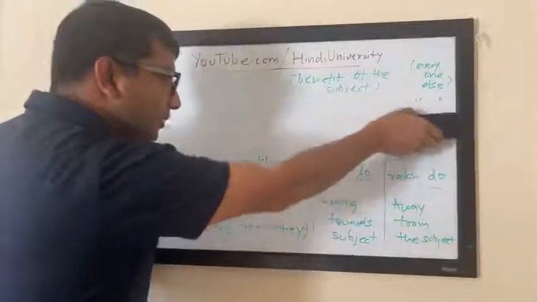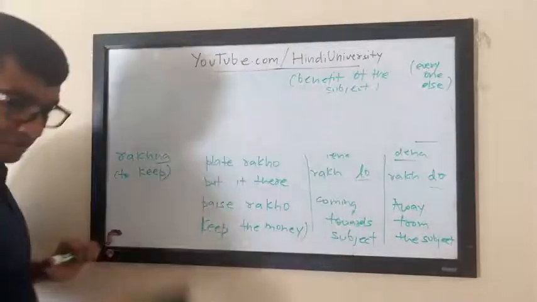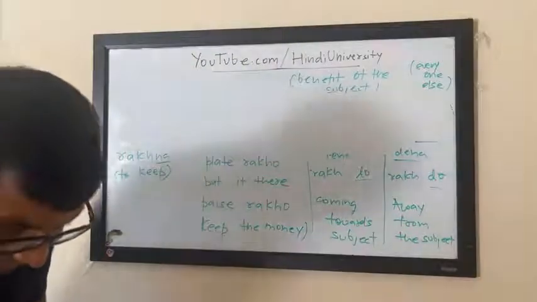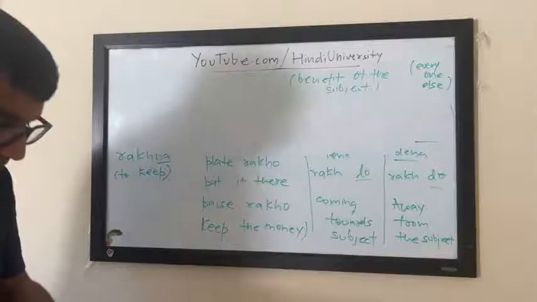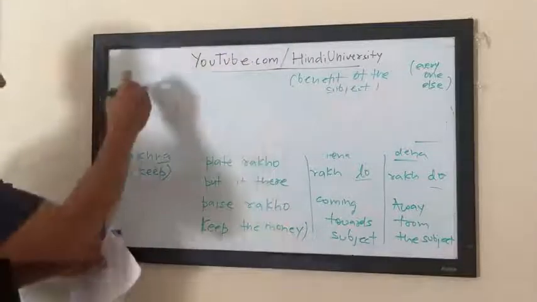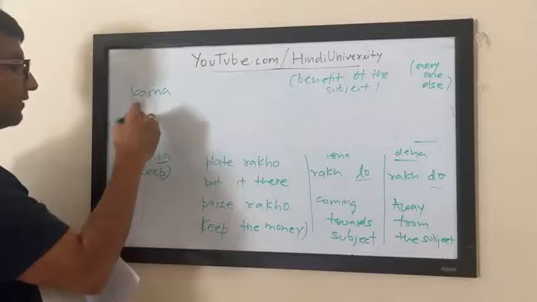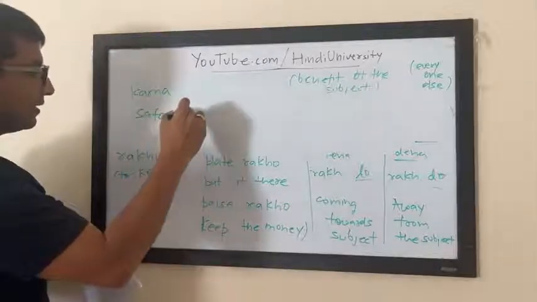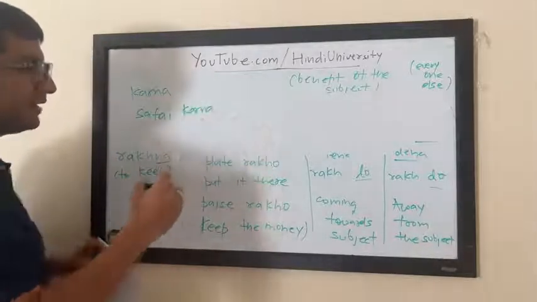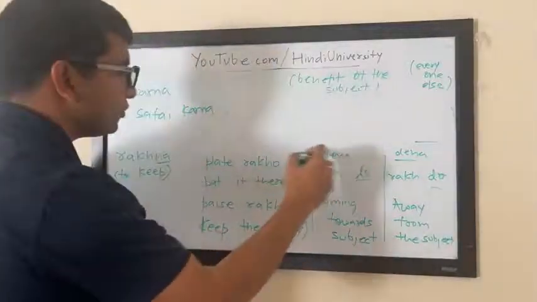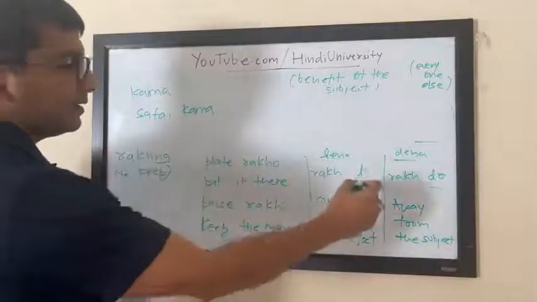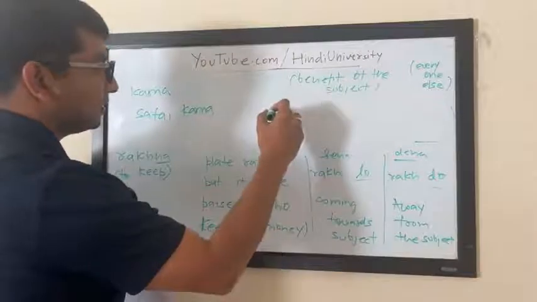So let's do some more verbs without thinking too much. And then let's say you have karna. And similarly, the conjunct word safai karna. Safai karna. Let's see. JD, you want to try this one? Safai karna, both lo and do.